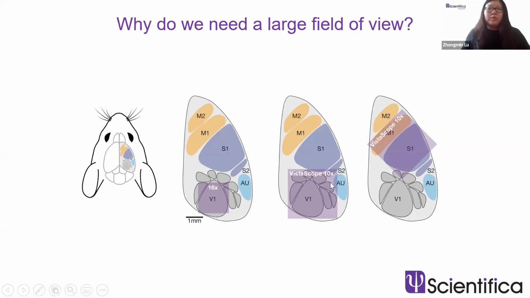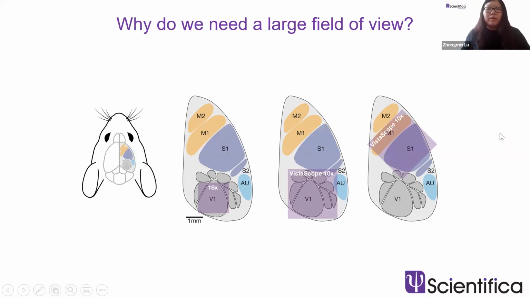If you don't need to push the boundaries of spatial resolution, you can use a 10x objective and image all over the whole visual cortex in this mouse brain. Or if you are interested in sensorimotor integration or similar questions, you can just image M1 and S1 all at once.